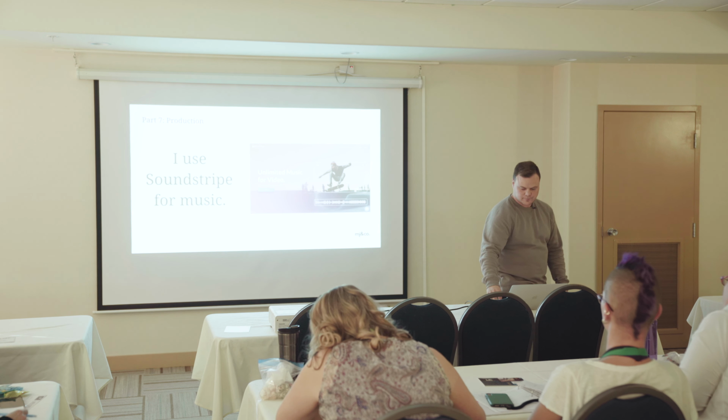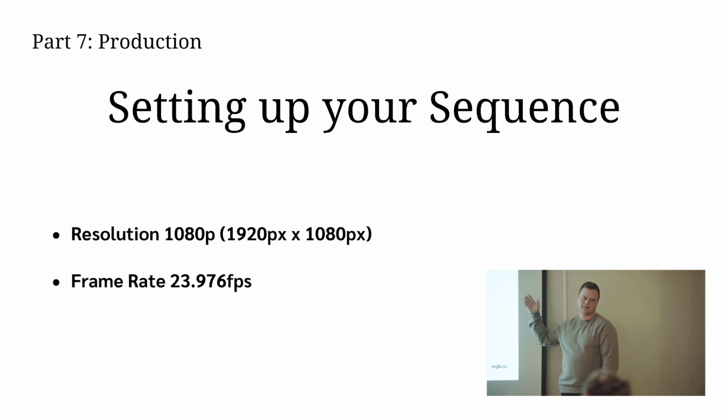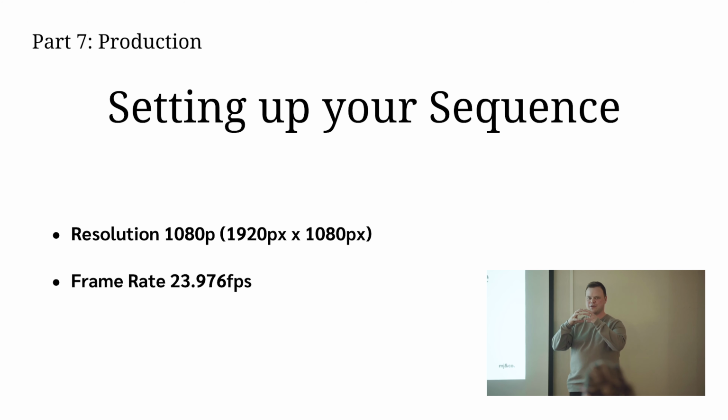Good. This is how I set up the sequence. So there's differences in video to photo. The sequence is like your thing you're making. Think of it like an album almost, like it's your thing, your defined artboard. So the resolution's 1080p. The frame rate is, I've mentioned, 24 frames per second.